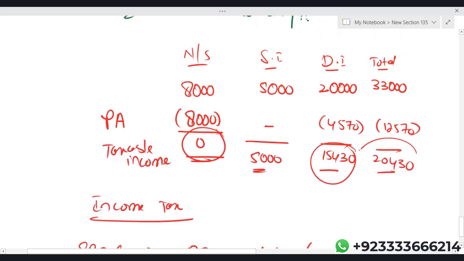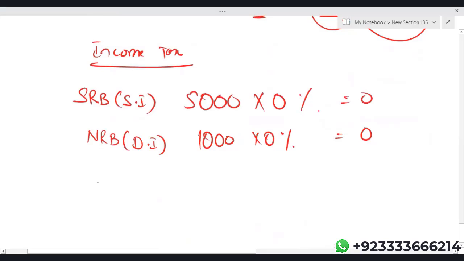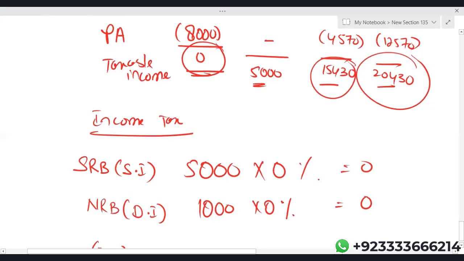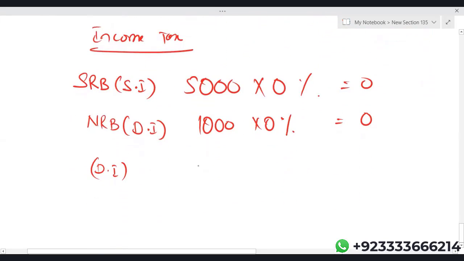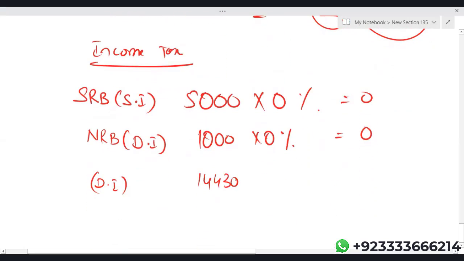Obviously, look at this total taxable income. It is far less than 37,700. So it means that this individual is a basic rate taxpayer. And in case of a basic rate taxpayer, applicable tax rate on dividend income is 8.75%. So dividend income, 15,430 minus 1,000 will give us 14,430. Applicable tax rate is 8.75%.